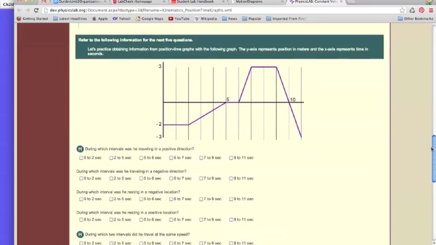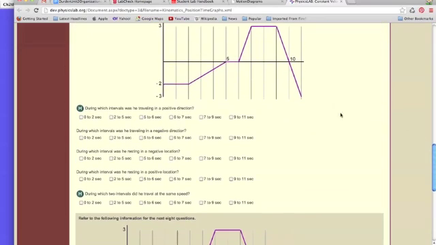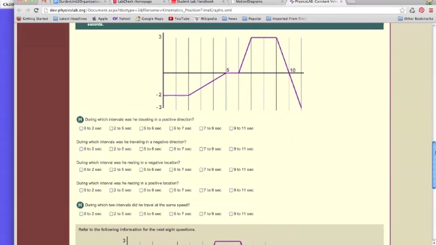So let's do a little exercise here. Here's a graph. It's a position time graph. Here's the origin. This is in a positive area. This is in a negative area. During which intervals is the object traveling in a positive direction? Remember, direction is gotten by the slope of the line. And if it's moving in a positive direction, the slope is positive. And if it's moving in a negative direction, the slope is negative.